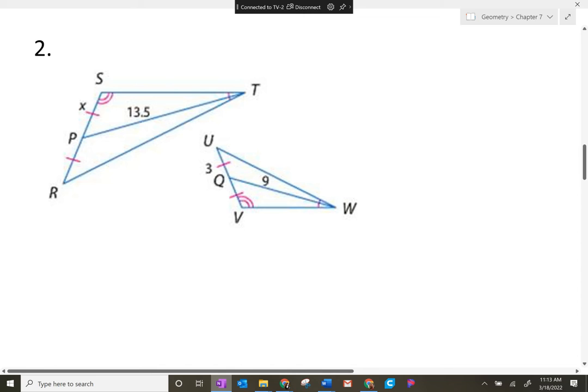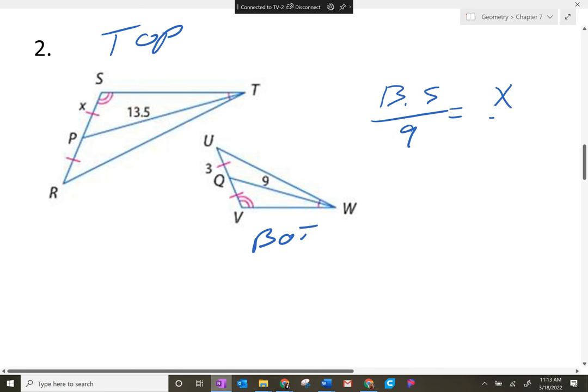All right, so I'm going to do the same thing. I'm going to say this one will be my top number. This triangle will be my bottom number. Just being consistent here. So if I use the diagonal that cuts through it, I should have 13.5 over 9 equals x over 3. Now I can cross multiply.